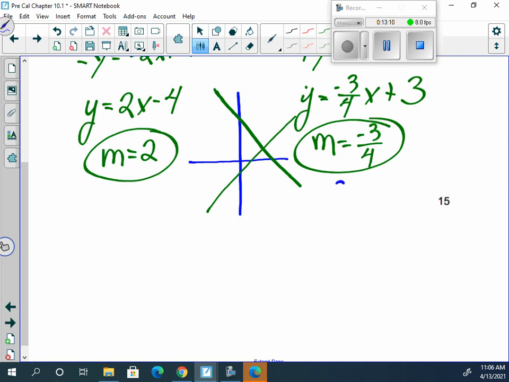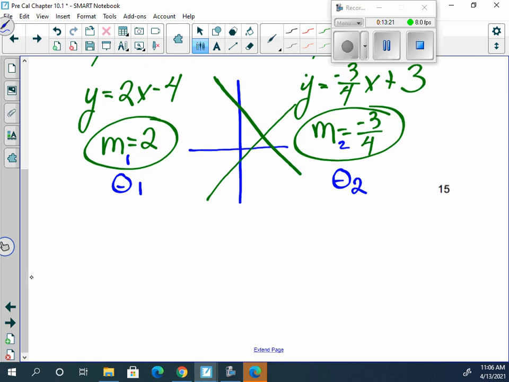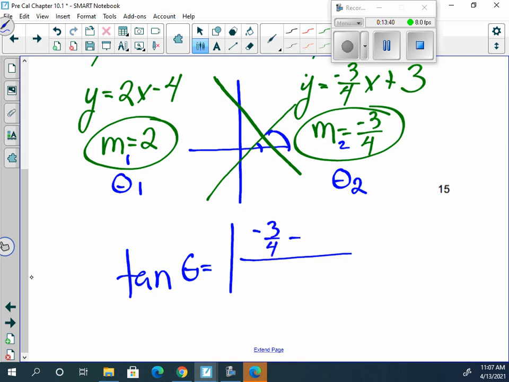So this here is our theta 2. This here would be considered our theta 1, or m1 and m2. If we have a negative slope, it will always be the bigger one, because we're coming from this direction. So to find that angle, we'd have tangent theta is equal to, well, m2, which is negative 3/4, minus 2, over 1 plus negative 3/4 times 2.